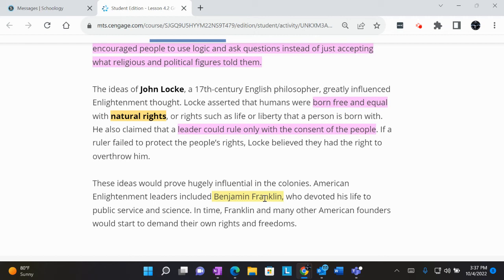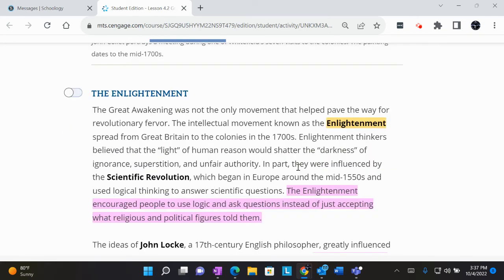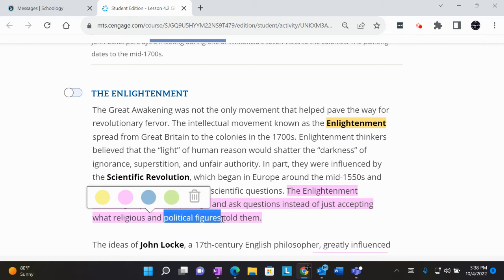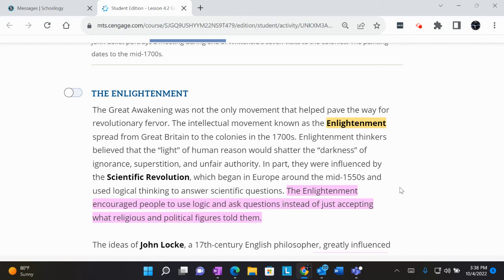All right. So the Enlightenment, that was Benjamin Franklin and the founders, and the Enlightenment just really taught, if you look at this highlighted part, it taught the colonists how to think. Don't just trust everything the politicians and leaders and religious leaders tell you. Use logic and reason and make the decision yourself. Make the choice yourself. And that's what the Enlightenment did for people. It opened up their minds that they could reach their own conclusions and pursue their own happiness, and not just trust religious figures or political figures, everything that they told them. All right.